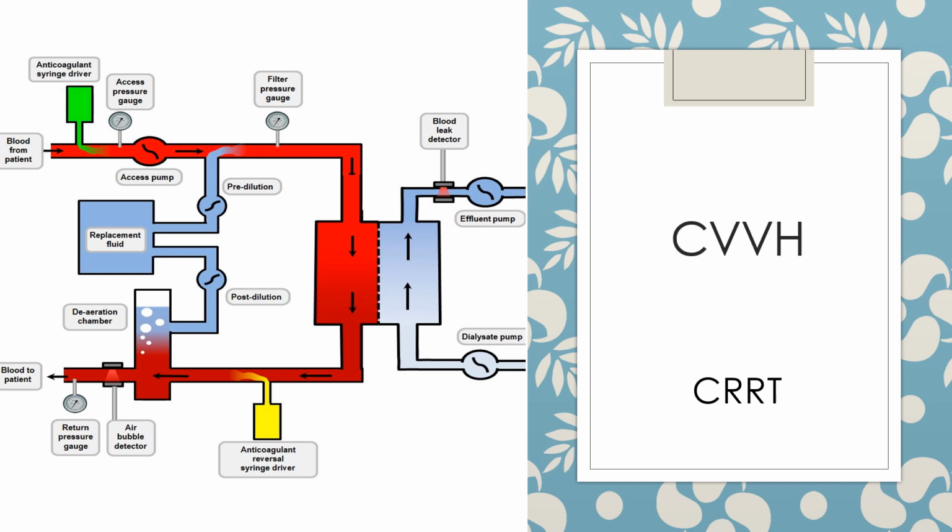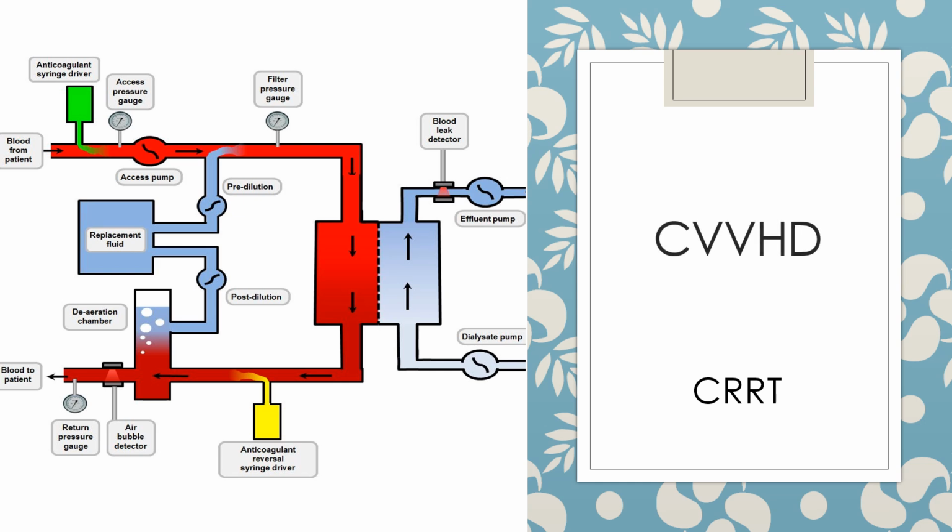Again coming to this diagram, we see what exactly happens in continuous veno-venous hemofiltration or CVVH. Since in CVVH there is no diffusive clearance but only convective clearance, dialysate fluid is not required, hence the dialysate pump is not in use. Replacement fluid is an essential component of this therapy and can be given pre-filter and or post-filter.